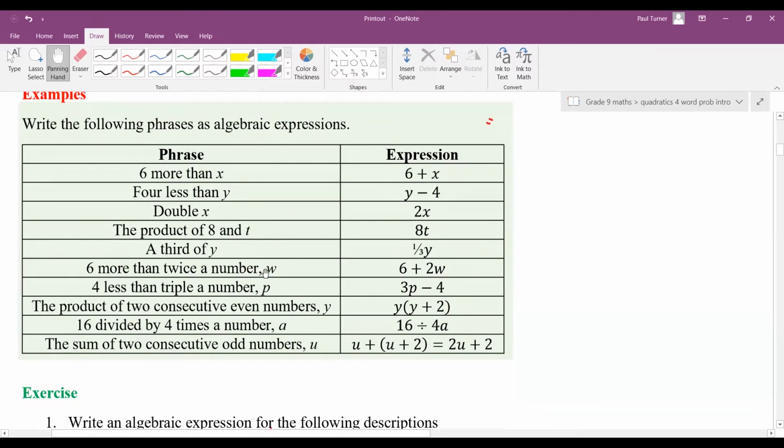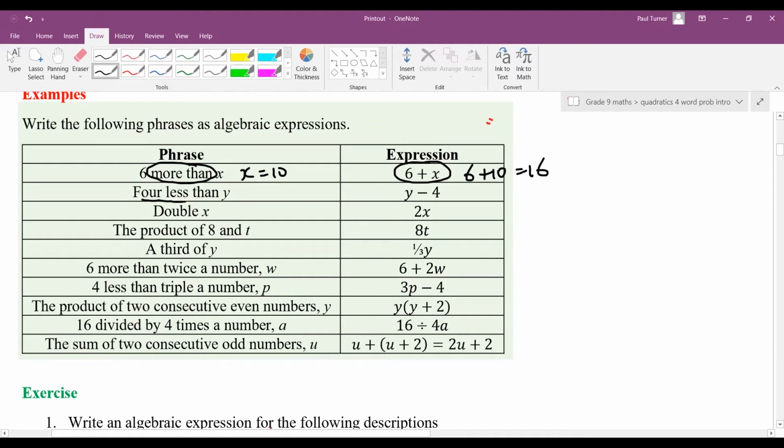So here's some examples that I'll go through, and you can try some of these in a minute. You can take 5 minutes to do these. So we try to analyze them a bit. 6 more than x. So more than means it's being added on. So 6 plus x. So if x was 10, 6 more than 10 is 16, isn't it? So it would be 6 plus 10. So 6 more than 10 would be 16.